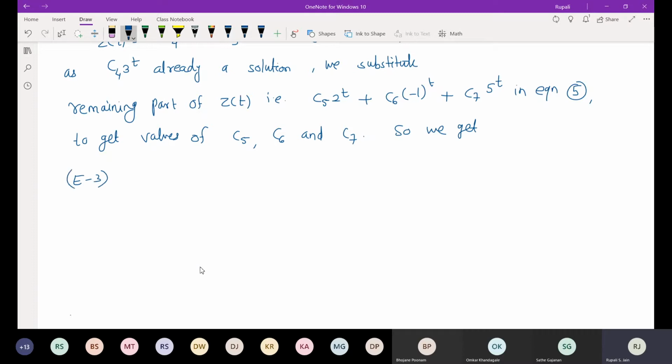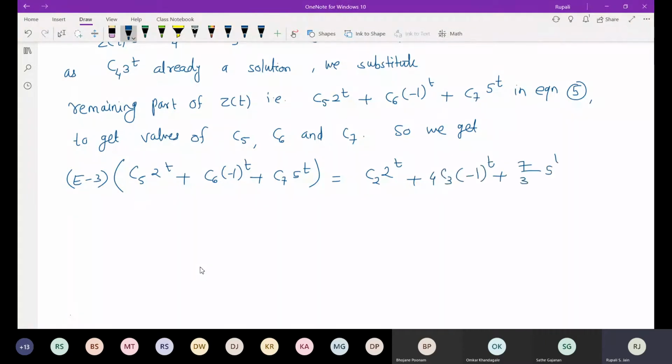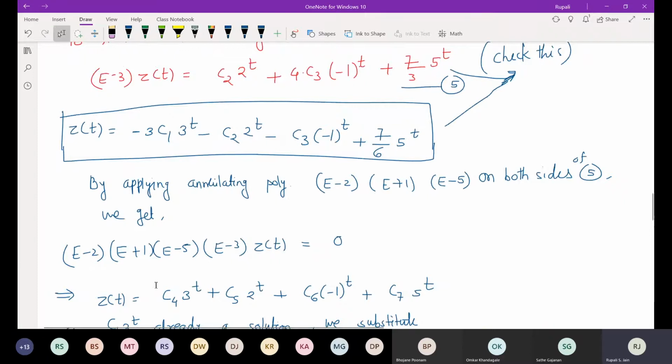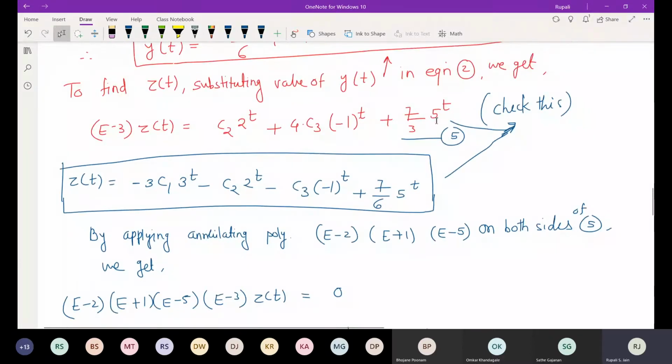E minus 3 operated on zt. Zt is nothing but C5 2 raised to t plus C6 minus 1 raised to t plus C7 5 raised to t, which is equal to what? C2 2 raised to t plus 4 times C3 minus 1 raised to t plus 7 by 3 5 raised to t. Is that okay? I have substituted that value over here. Is that okay?